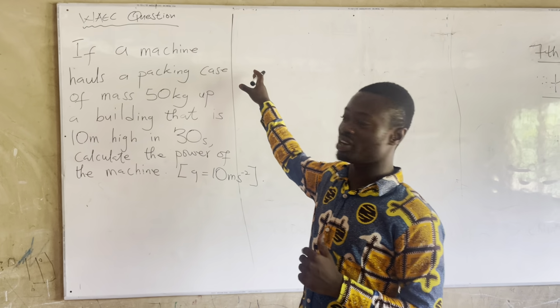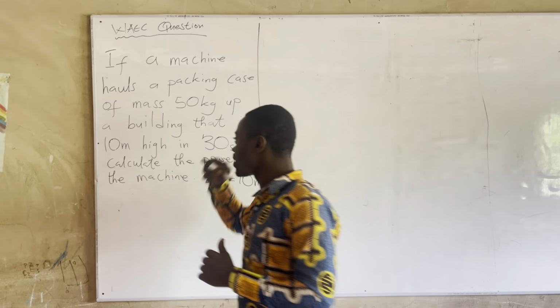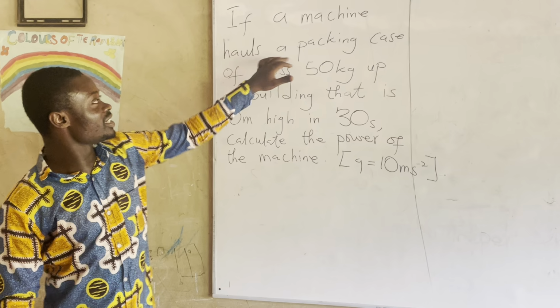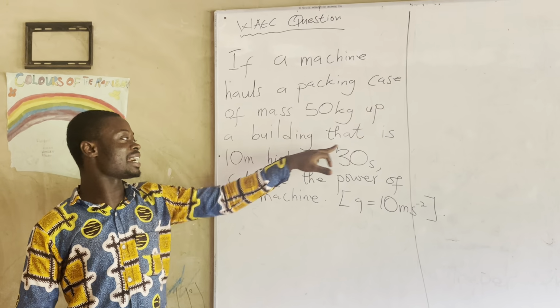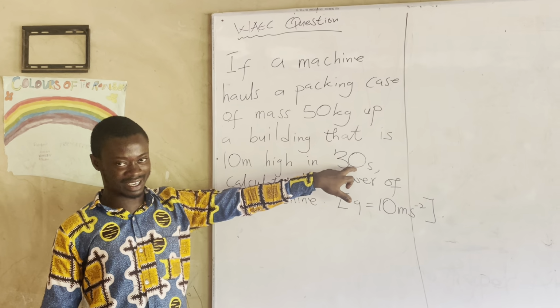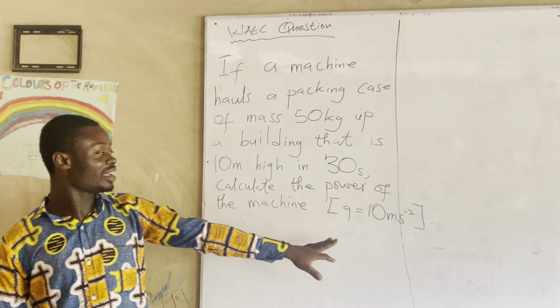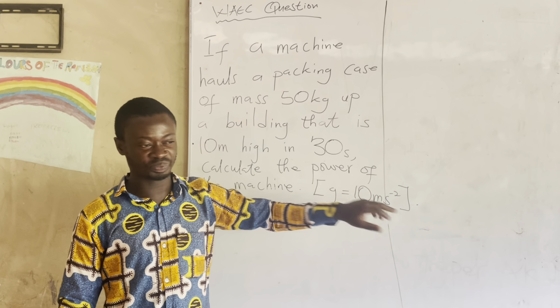So we have this question on the board. Let's look at how we are going to tackle this question. The question says, if a machine holds a packing case of mass 50 kg up a building that is 10 meters high in 30 seconds, calculate the power of the machine. Then we should take acceleration due to gravity to be equal to 10 meters per second squared.